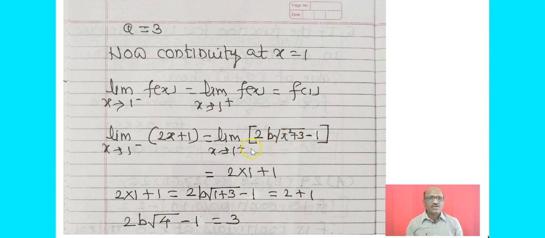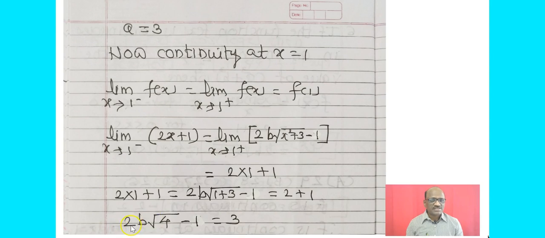Replace x by 1, that is 1 plus 3, which is again 4. Now what is here? As x is replaced by 1, that is 2 into 1 plus 1. What about here? The x is replaced by 1, that is 2b into the square root of 1 plus 3 minus 1, and here 2 plus 1, that is 3. Therefore you will get 2 plus 1, 3. Here 2 plus 1 is 3. But what is ours? That is 2b into the square root of 1 plus 3, that is 4. The root of 4 is 2.